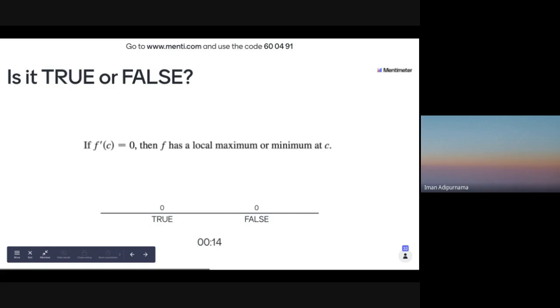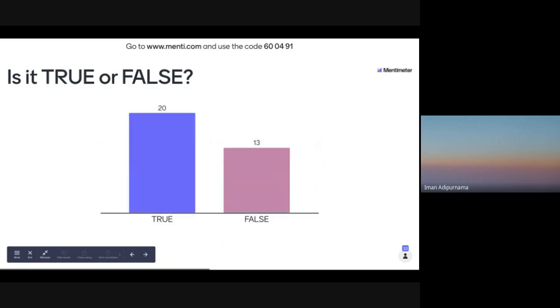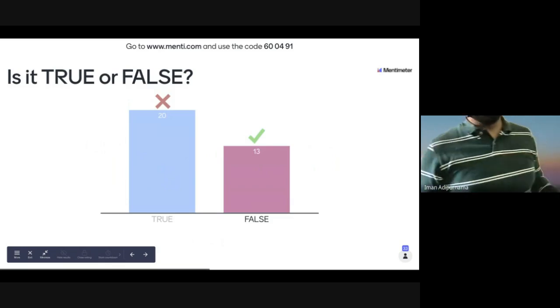Okay, 15. This is to check whether you remember or not. Three, two, one. Don't worry, that's okay. It's false. It's false.